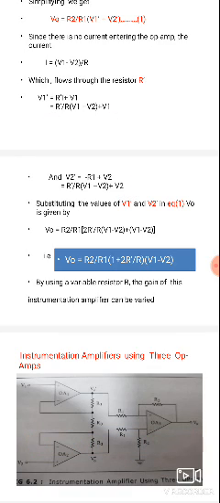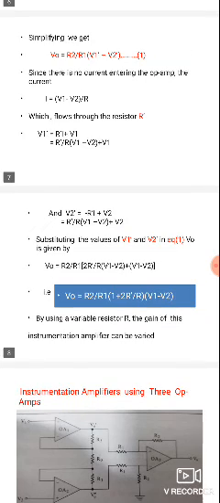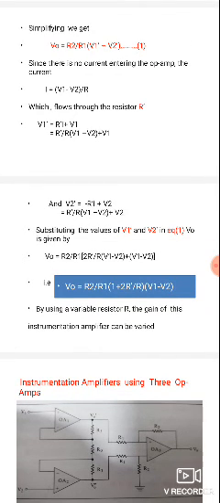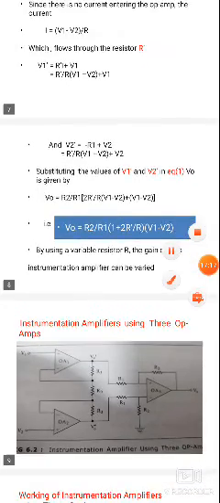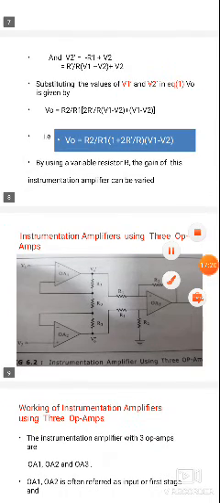Next, by substituting V1 dash and V2 dash in the above equation, we can get V0. V0 is equal to R2 by R1 into 2R dash by R into V1 minus V2 plus V1 minus V2. That is nothing but V0, the output voltage of the instrumentation amplifier using 3 op amps. So V0 is equal to R2 by R1 into 1 plus 2R dash by R into V1 minus V2.